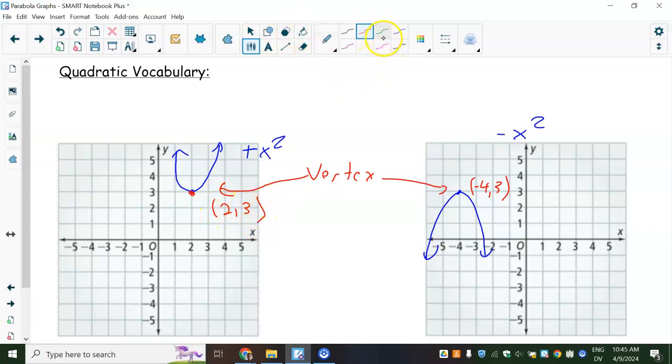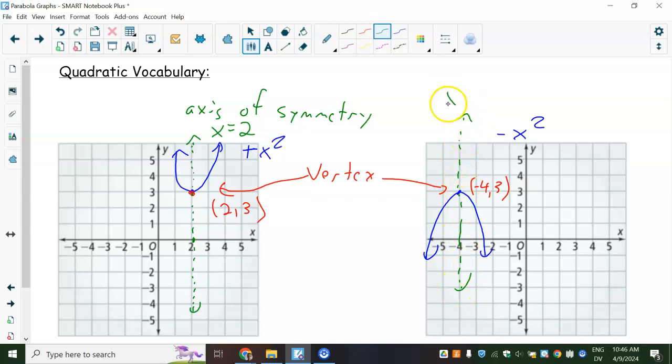Some other vocab you see from time to time is that the two sides of the graph are symmetric. They're equal to each other, even though mine aren't drawn super great. The line up through the middle is called the axis of symmetry, and that line is an x equals line. This one is x equals 2, where it hits the x-axis. Over here is another axis of symmetry, the line down the middle, and it'll always be x equals something. On this one, it'll be x equals negative 4.